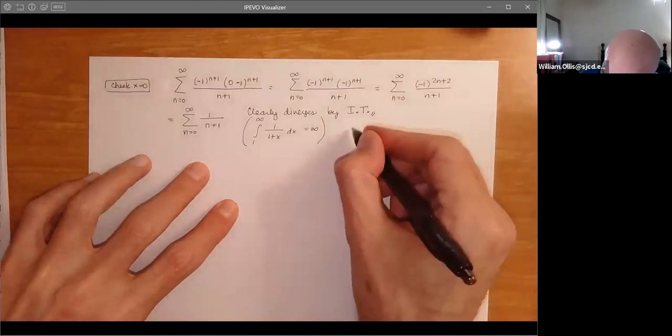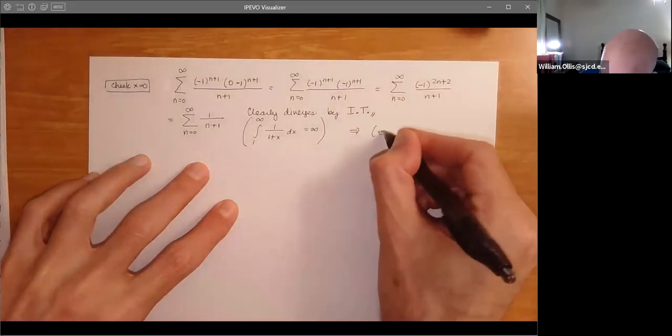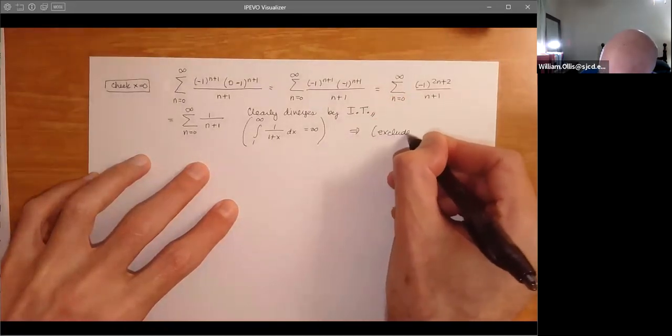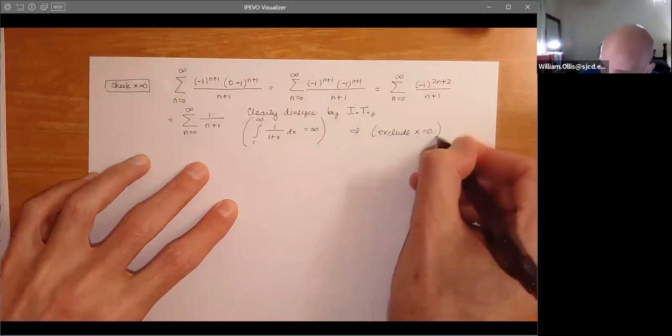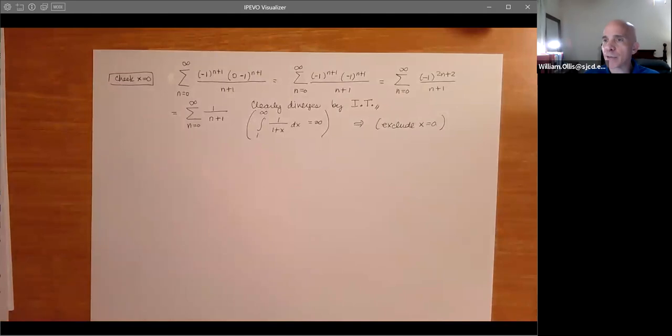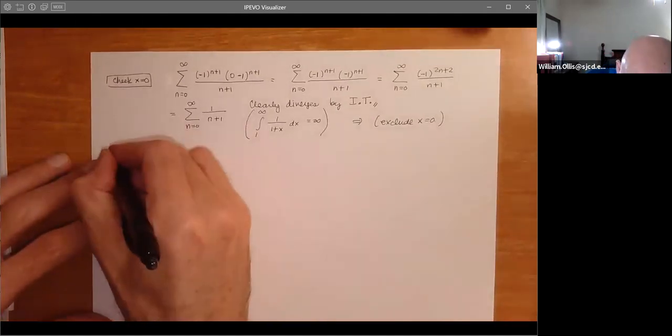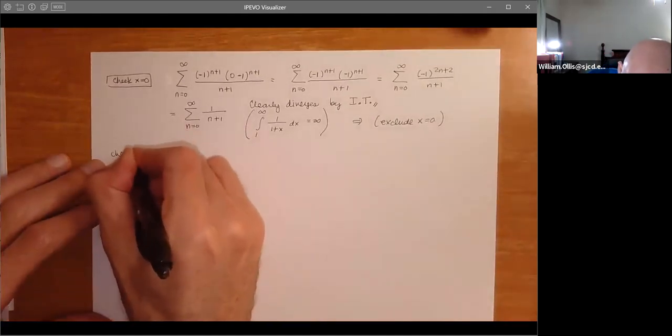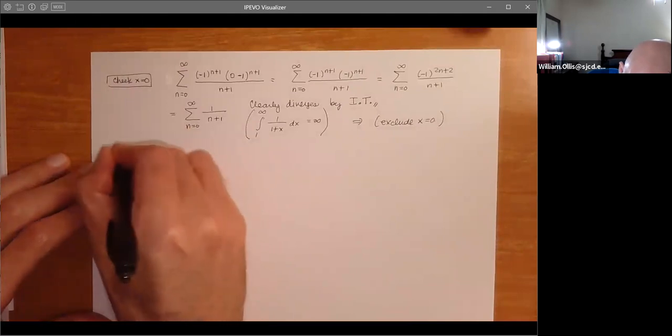So this implies exclude x equals 0, okay? So you're seeing that all of this is tied together now. Now let's check x equals 2. That was the other endpoint.